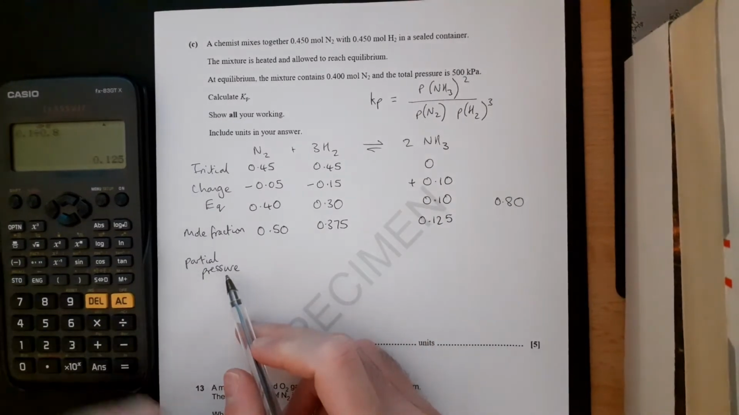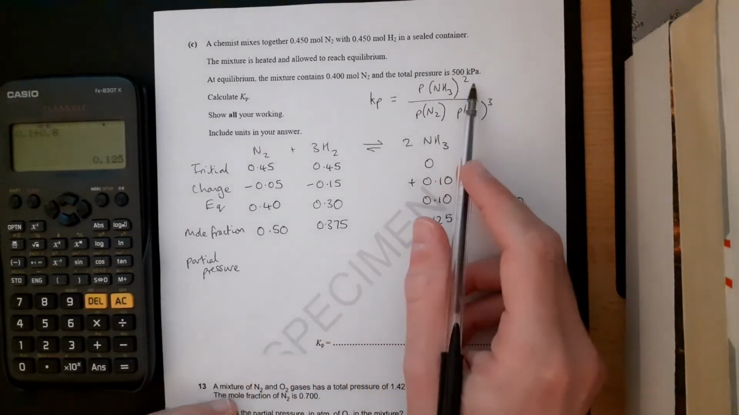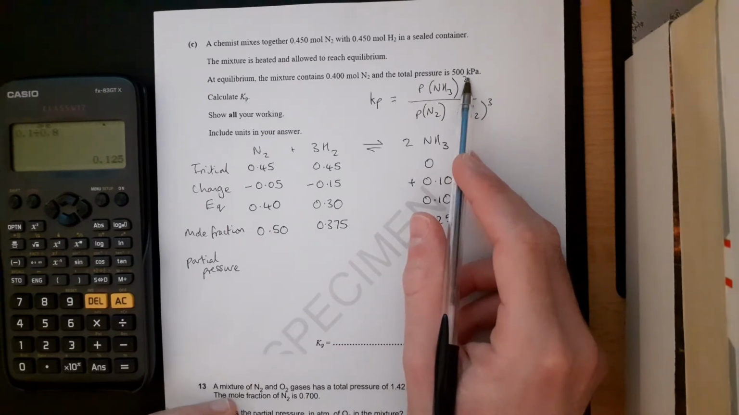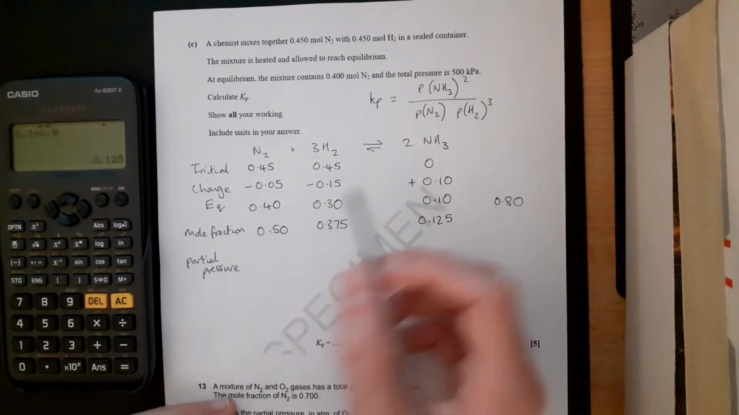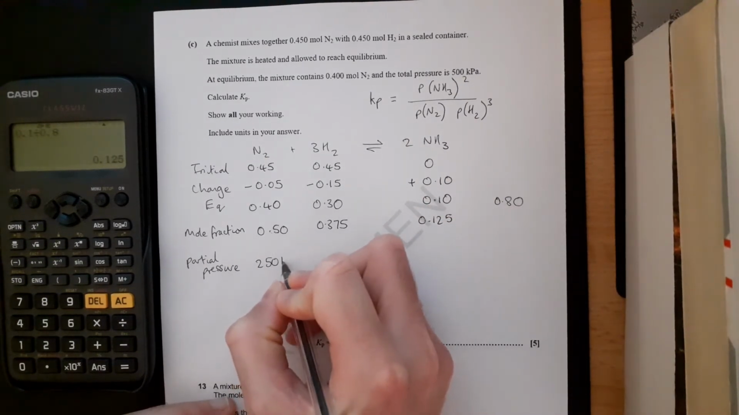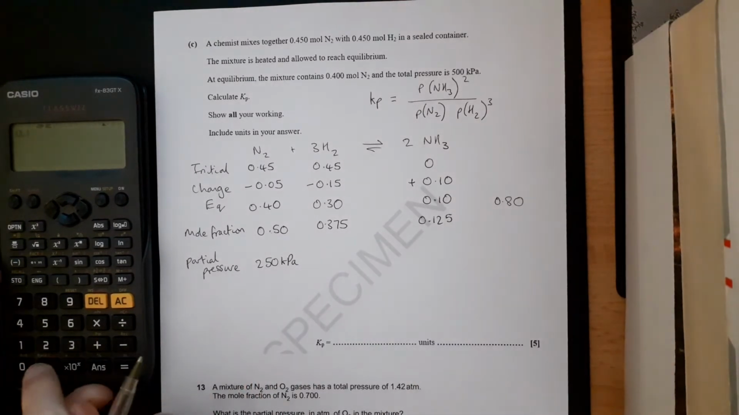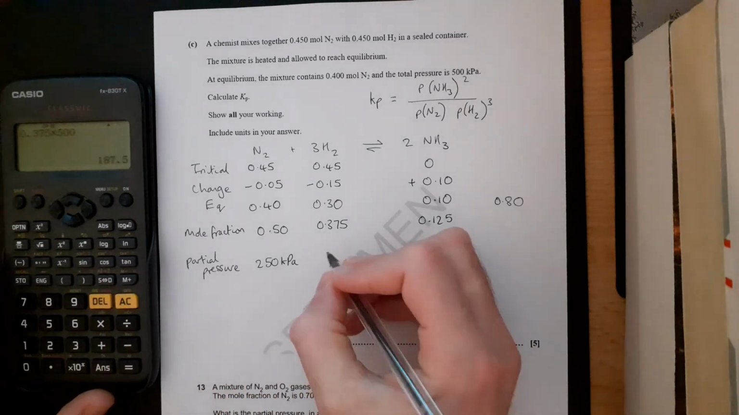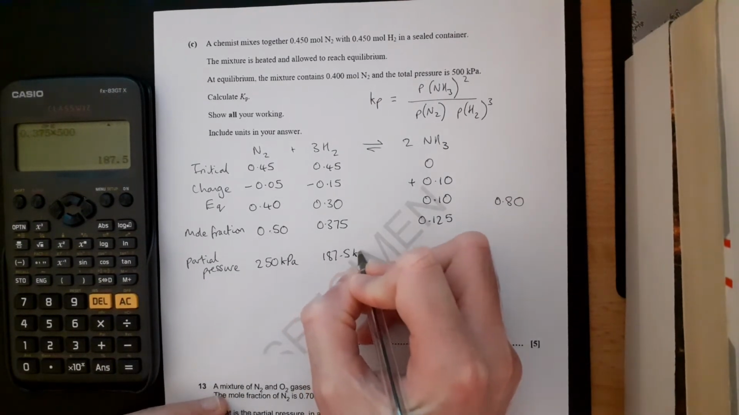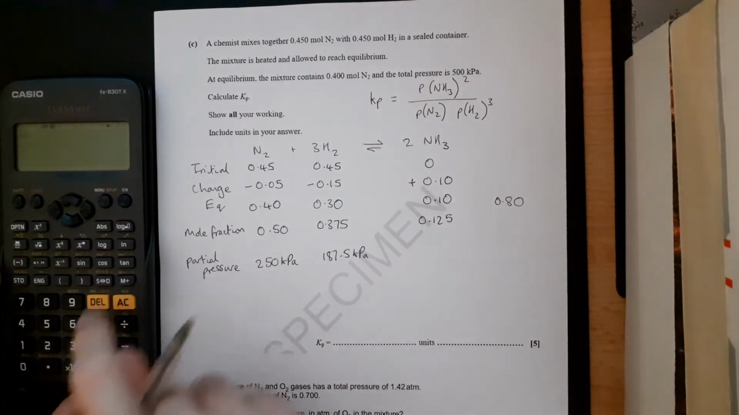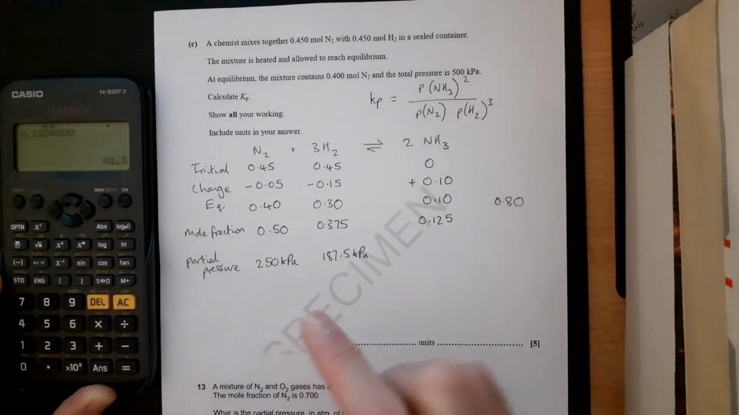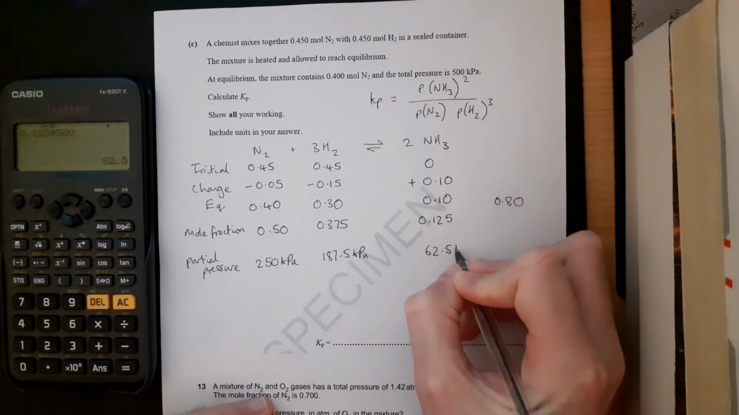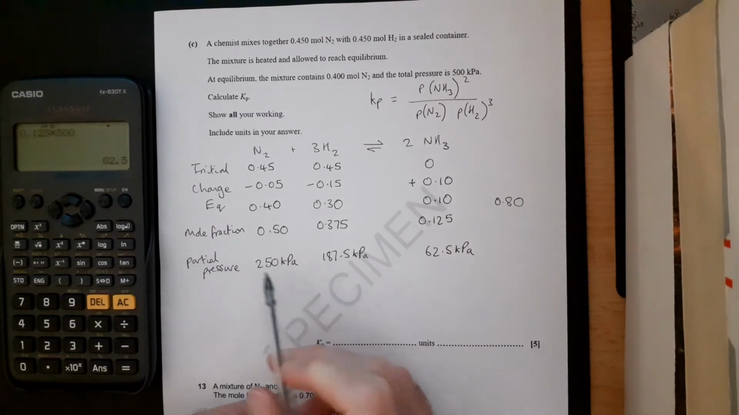Right, and then to work out the partial pressures, remember you just do the mole fraction times by the total pressure. Okay, so we're just going to multiply each of these by 500 kilopascals. So 0.5, that's going to be 250. 0.375 times 500 is 187.5. 0.125 times 500, 62.5. So these then are the partial pressures.